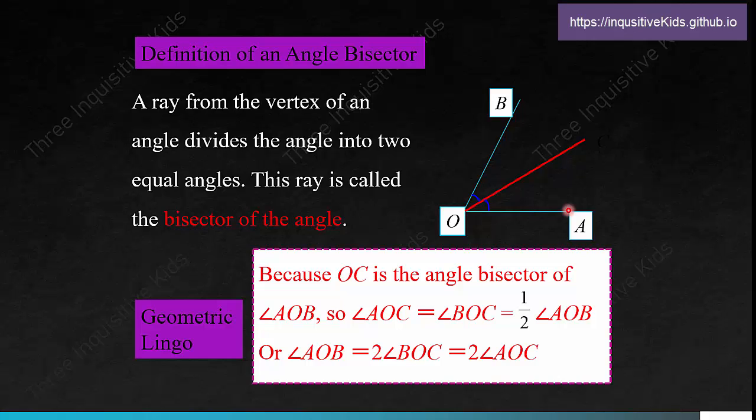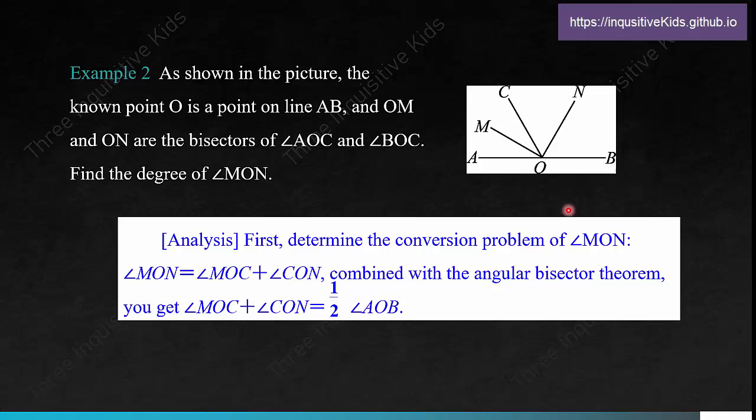So it's saying an angle bisector is basically when there's an angle and a ray coming out from the vertex, splitting that angle into two smaller but equal angles, and that ray that splits it is the bisector of the angle. All done? Okay, let's move on.